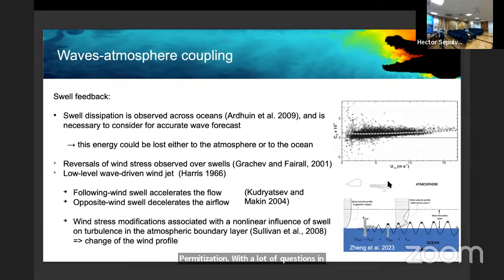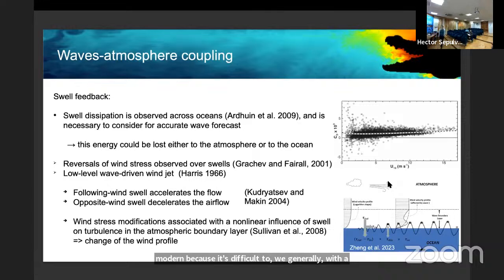Then there were different papers before and after this paper that show that we can have wind stress reversal over swell. We can have a jet that is created in the low-level winds. Here is a schematic that I took from another paper, but I think it represents well that usually we consider that we have a log profile of the wind above the ocean. When you start having really big waves and long swell, you can have a modification of this wind profile above the ocean. This is generally not considered in the model because it's difficult to do. We generally stick with a log wind profile.